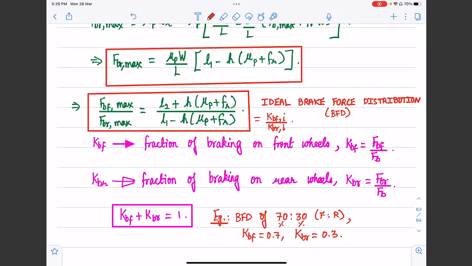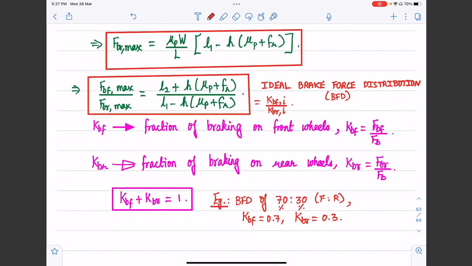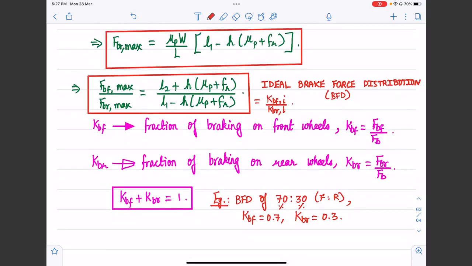And then we put another subscript, I, to it, just to indicate that this KBF and KBR, which we have derived in this formula, correspond to the ideal condition. So this is the expression for the ideal brake force distribution.